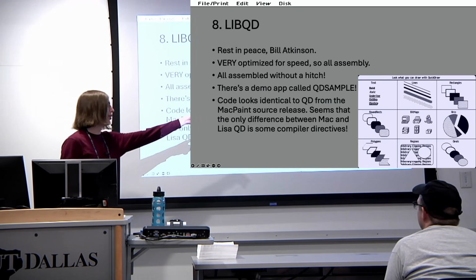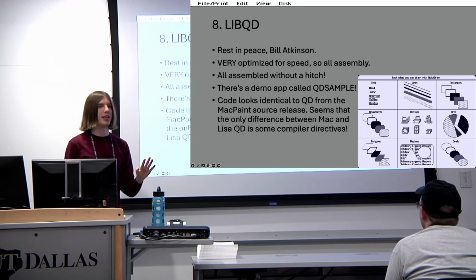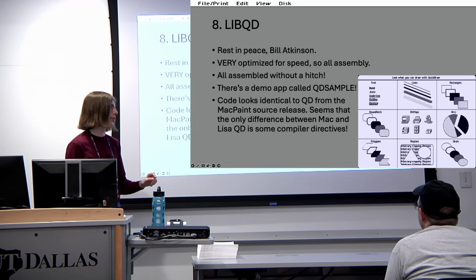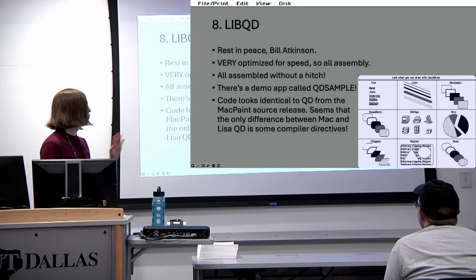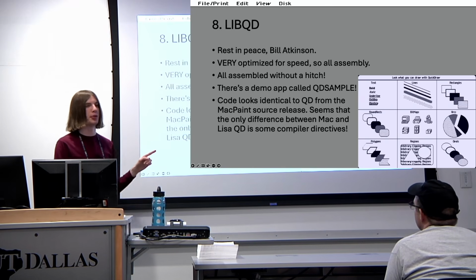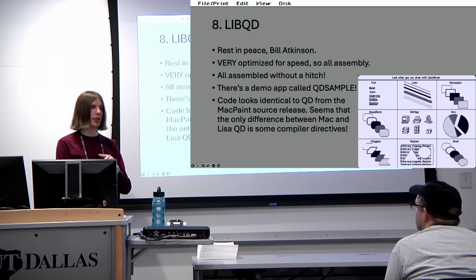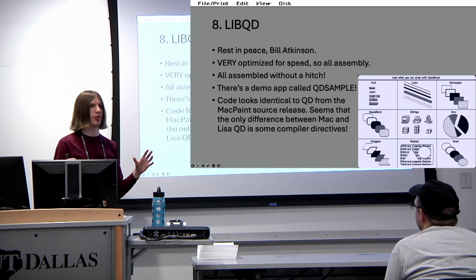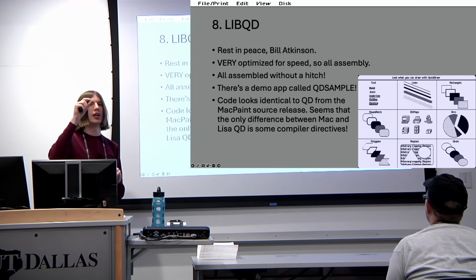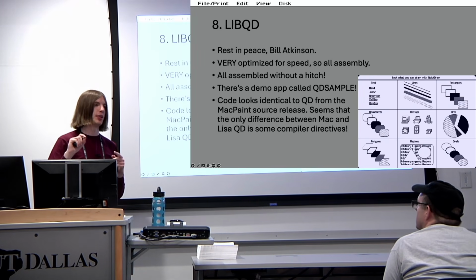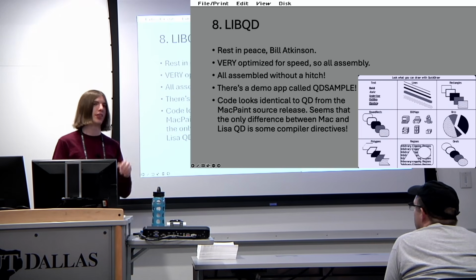And there's this cool little demo here. If you've ever done anything on the Lisa in the workshop, you've probably seen this demo actually. But it all worked great. And if you're familiar with the MacPaint source code release from a few years back, where they released the QuickDraw source code, this QuickDraw source looks basically identical to that. So it appears as if the Mac and Lisa versions are identical, just there were some compiler flags that were changed between the two to build it either for the Mac or the Lisa. So that's kind of interesting.